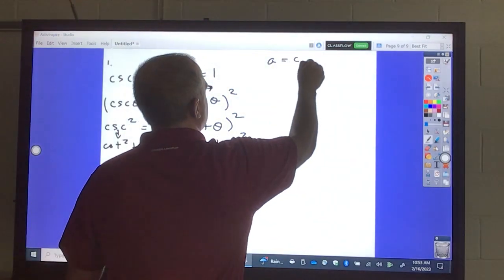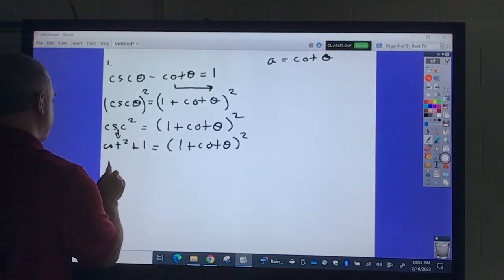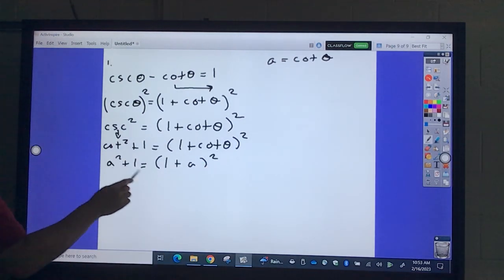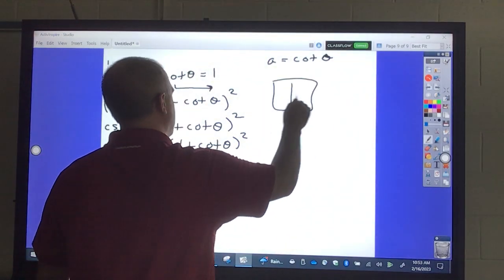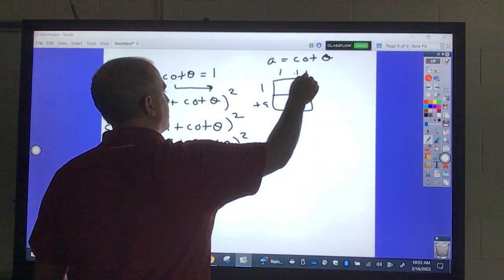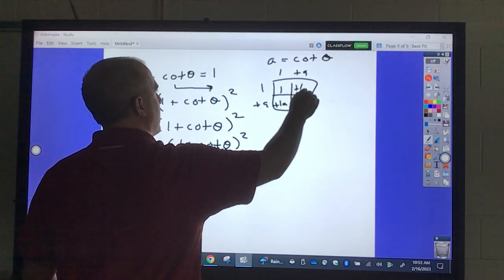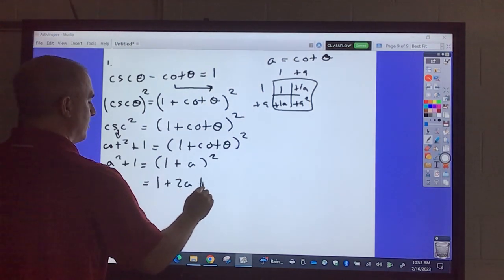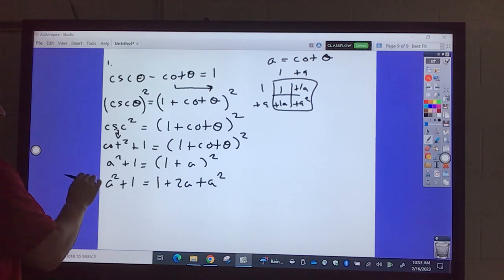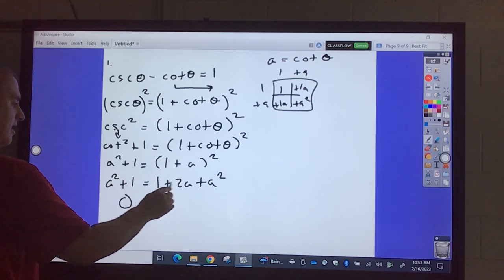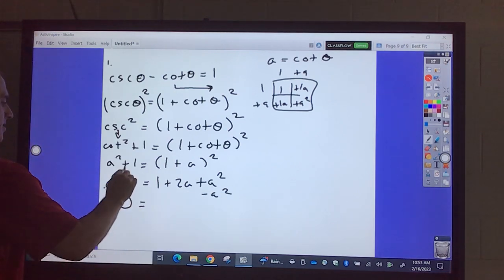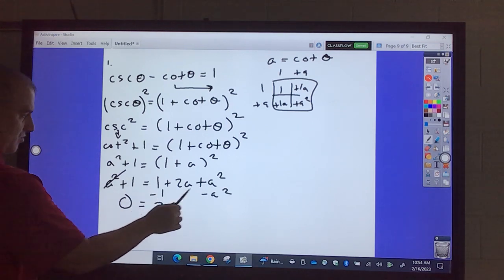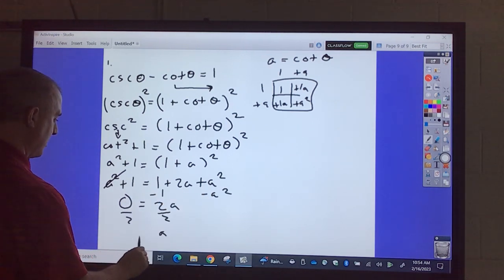Now I'm going to take cotangent as a, so that's going to be a squared plus 1 equals 1 plus a, squared. Now, this I have to use FOIL or the box to do, because that's 1 plus a times 1 plus a, so that's 1, 1a, 1a, and a times a is a squared. So that's going to be 1 plus 2a plus a squared equaling a squared plus 1. Now I'm going to move everything over to that side. That's going to be a negative a squared, and when I move that over, it's going to be a negative 1. So what I have left is 2a, because those combine to that. Divide by 2, I get a equals 0.